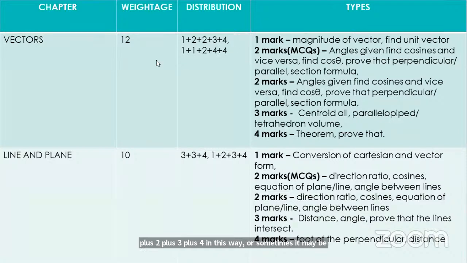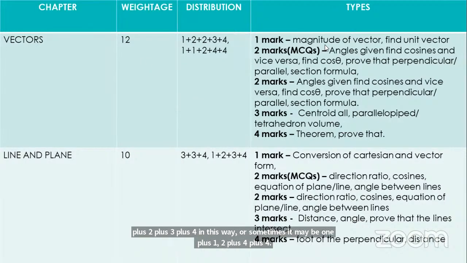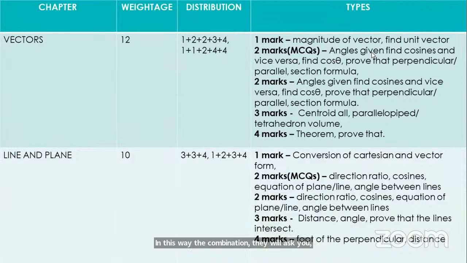In this way, the combination they will ask you. Okay. So 1 mark means what they will ask you? They will ask just simple examples, find the magnitude of the vector, or find the unit vector. In this way, small examples will be there.